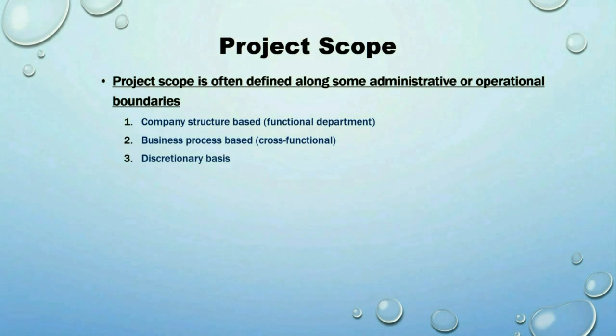Now, oftentimes, project scope can also be defined based on some discretionary concerns. For example, "this is the work we just got funding for," or the company just bought an application and allocated funding for any changes necessary to use that application. And that becomes the default scope for the project.